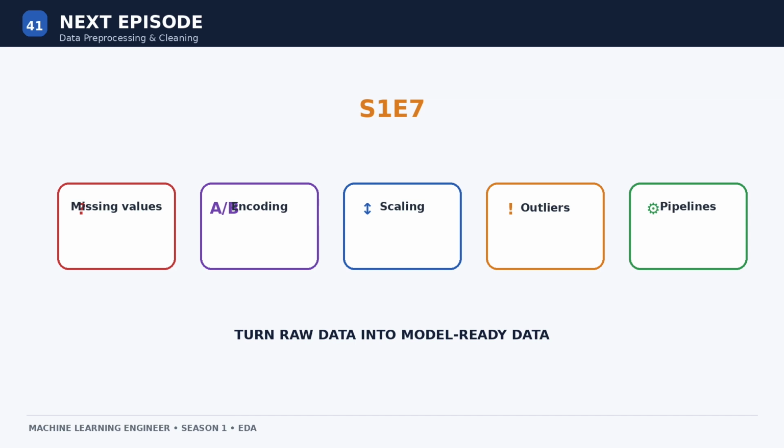In next episode, we will go one step further. We have discovered problems in our data. Now, what do we actually do about them? We will learn data pre-processing and cleaning, including missing values, categorical encoding, feature scaling, and how to build a proper pre-processing pipeline. That's where we will start turning raw data into data that a machine learning model can actually use.